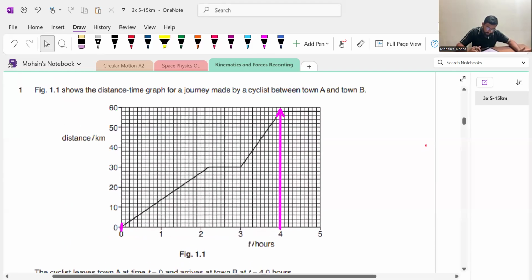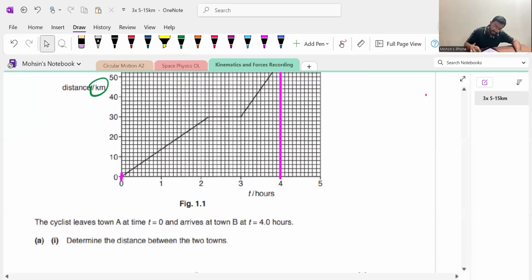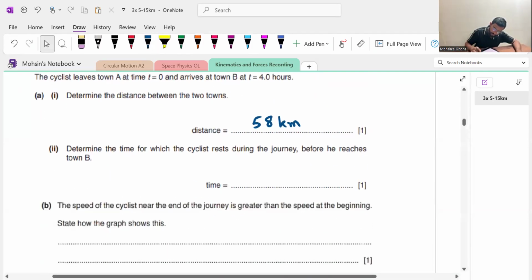It's obvious that from zero till this point, it's a distance time graph. So we can easily find out that it is 58. So distance is 58 kilometers. Don't forget to write the unit.